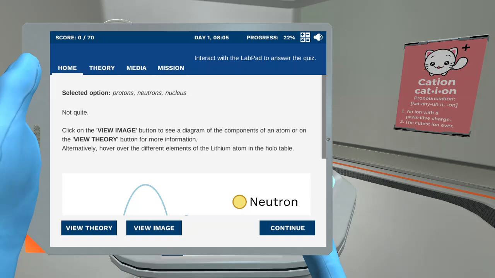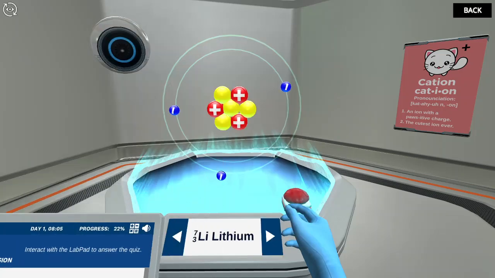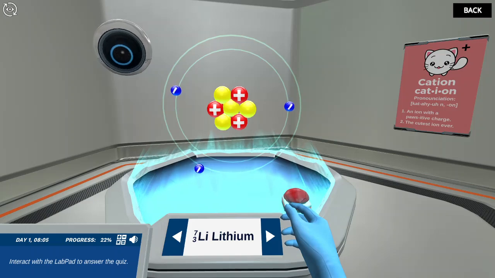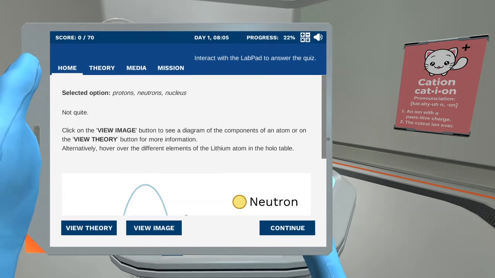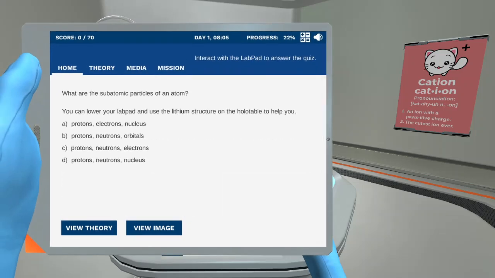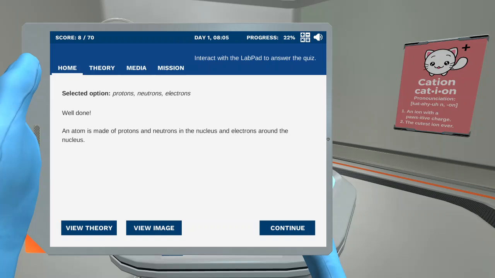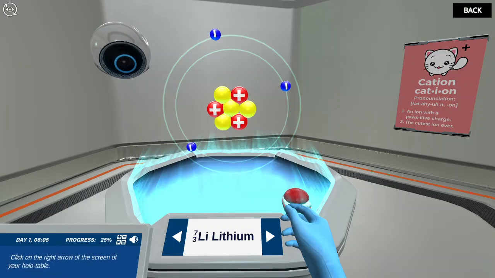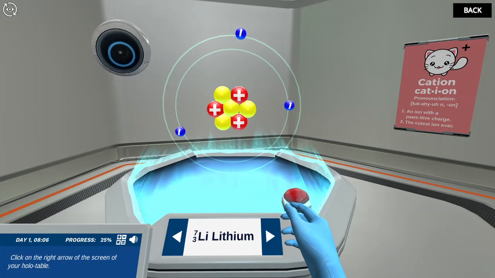Not quite. Click on the View Image button to see a diagram of the components of an atom, or on the View Theory button for more information. Alternatively, hover over the different elements of the lithium atom in the holo table. Well done! An atom is made of protons and neutrons in the nucleus and electrons around the nucleus. Click on the right arrow of the screen of your holo table.